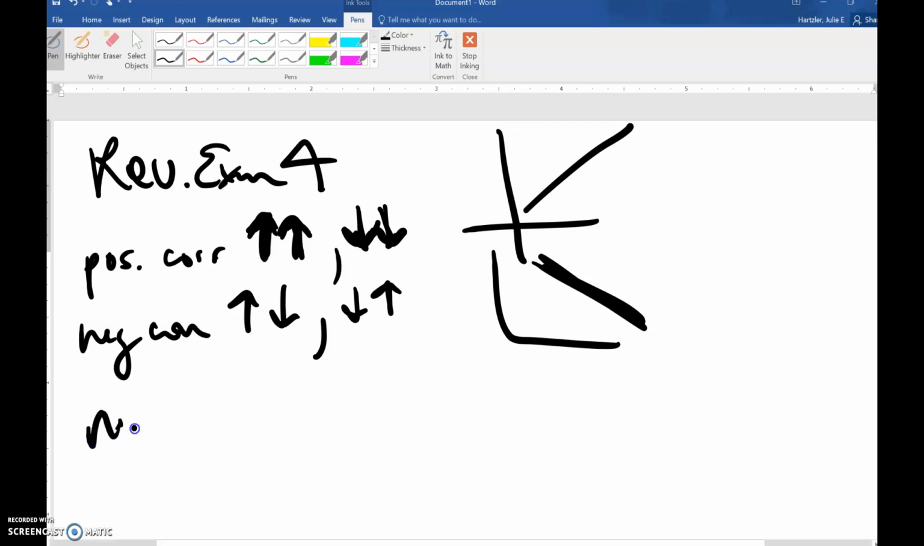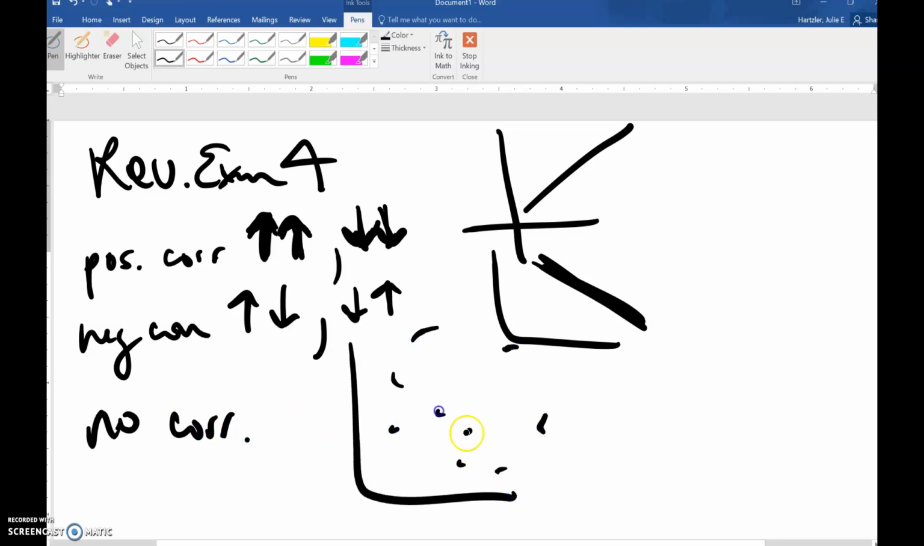And then no correlation, if you were to graph it, it's going to look random, like there's kind of nothing there. So maybe like the number of showers I take in a day and how many cars people own or something like that. If you look for correlation there, there's no correlation.